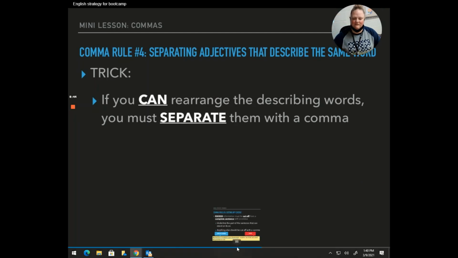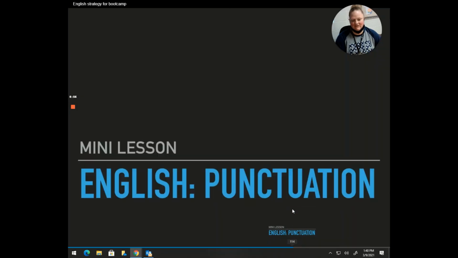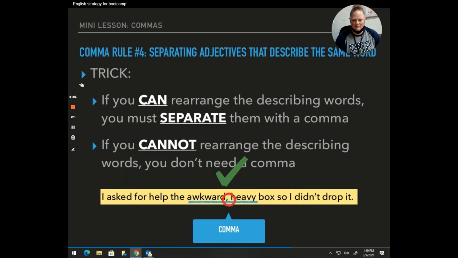Comma rule number 4: separating adjectives that describe the same word. If you can rearrange the describing words, then you must separate them with a comma. If you cannot rearrange the describing words, you don't need a comma.